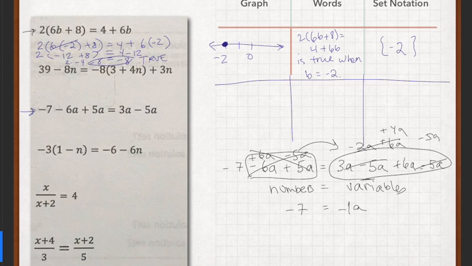Now, what I want to do is I want to go ahead and get rid of that -1a by dividing this by a -1. When I do that, -1 divided by -1 is going to give me a +1, and now I have a positive variable to solve for. On the other side, that changes. -7 divided by -1 is going to be a +7.